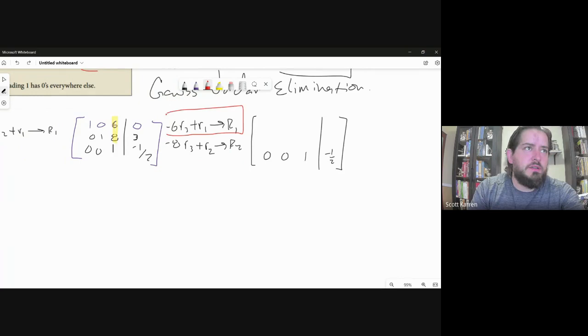Let's start with this top guy here, though. -6 row 3 plus row 1. Well, -6 times 0 is 0, and if I add 1, that's still 1. -6 times 0 is still 0, and if I add 0, that is still 0. That's great. And then -6 times 1 is -6, and I add that to the top 6. That gives me 0. Perfect. That's what I want. And -6 times -1/2 is a +3, and if I add that to 0, I get 3.